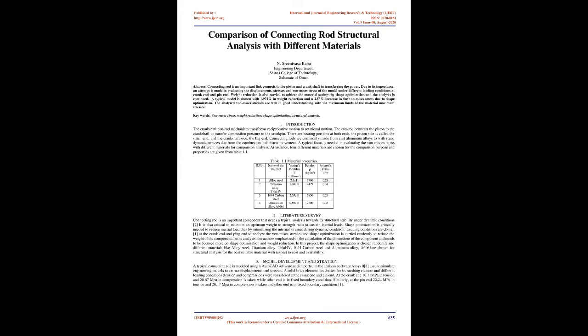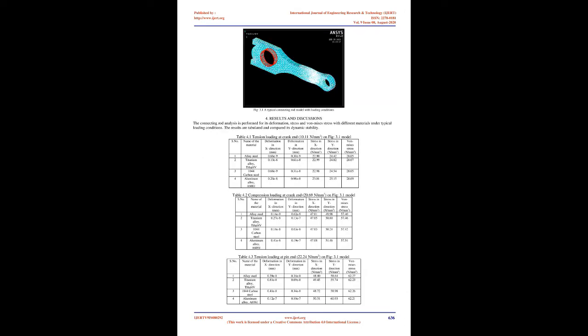A typical model is chosen with a 1.972% weight reduction and a 2.53% increase in the von Mises stress due to shape optimization. The analyzed von Mises stresses are in good agreement with the maximum limits of the material's maximum stresses. Keywords: von Mises stress, weight reduction, shape optimization, structural analysis.